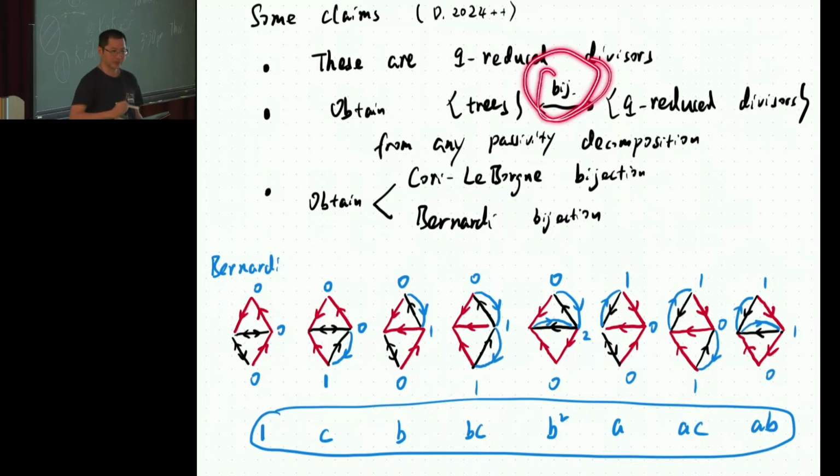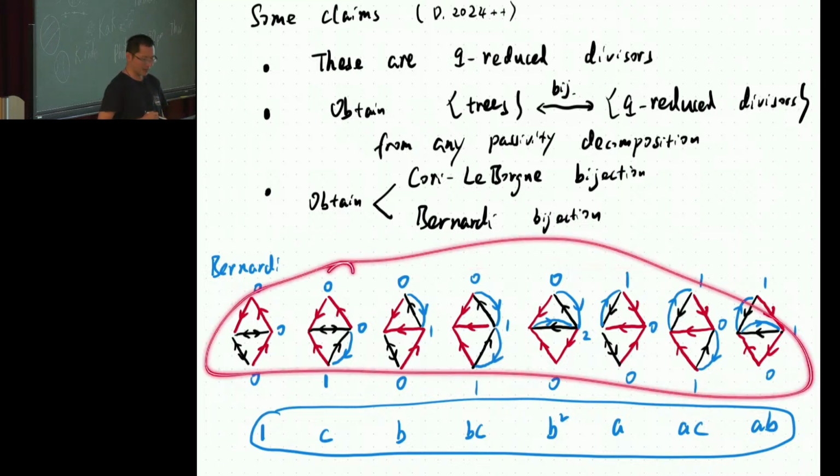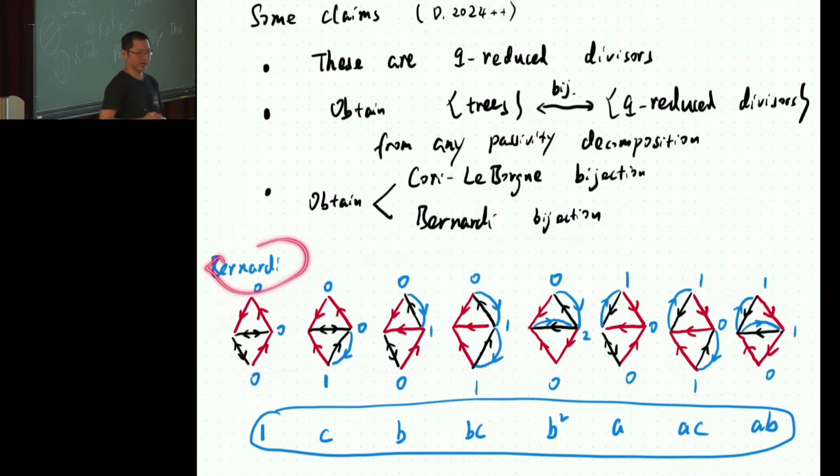The second claim is that for each tree, I will get a Q-reduced divisor, so I get a bijection here. I can do that for any passivity decomposition. I will get different bijections, maybe some coincide, but in principle they should be different. In particular, I can obtain 2 known bijections defined by Cori-Le Borgne and Bernardi. By the way, Olivier Bernardi was my advisor, so the sharing order here comes from the Bernardi bijection. I constructed this thing to recover the Bernardi bijection.